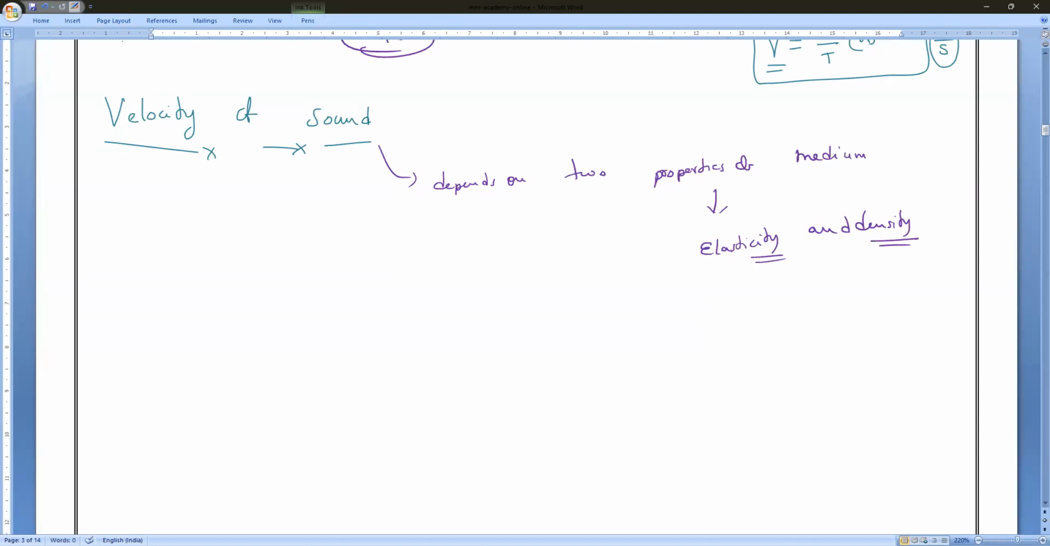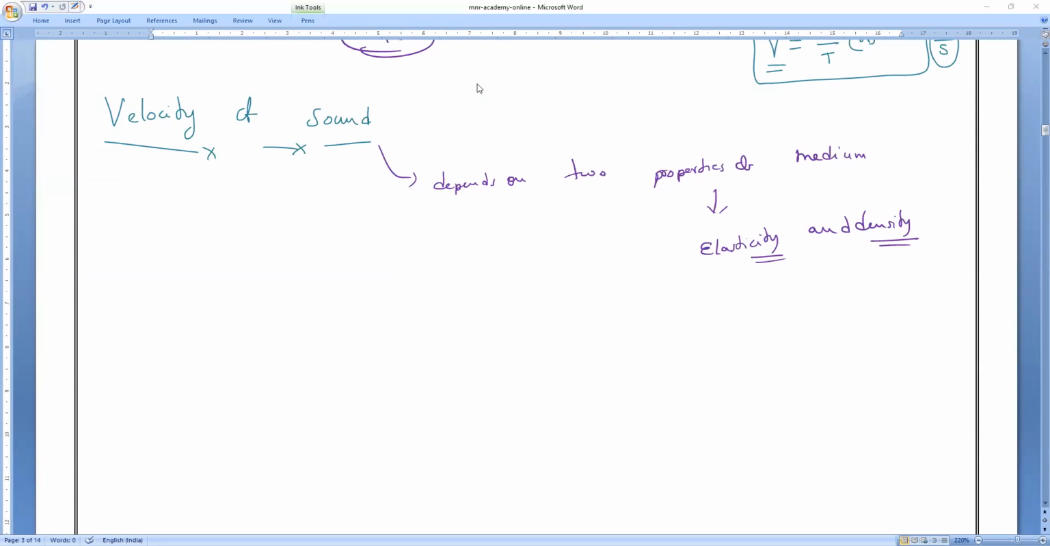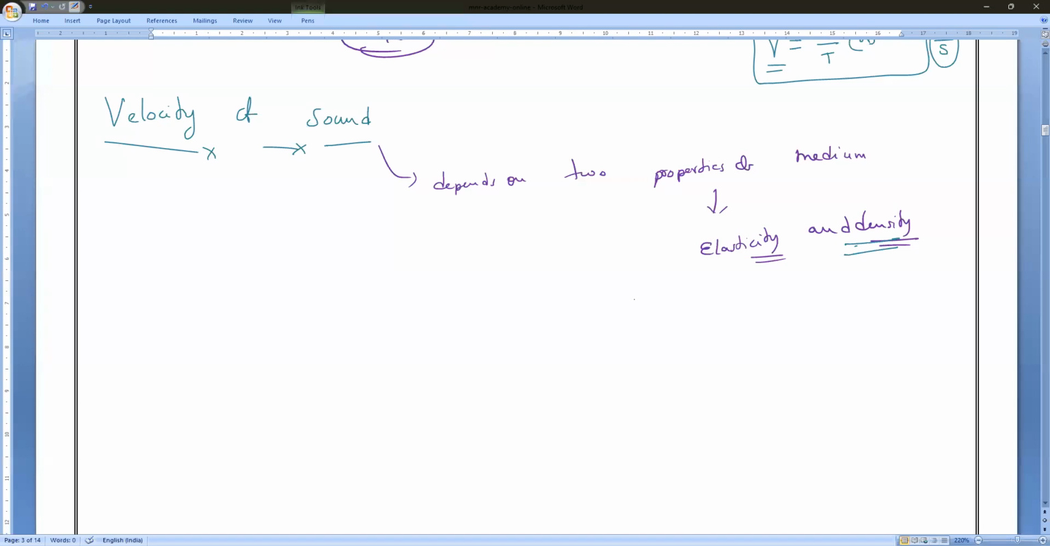If you open your guide, can you tell me the page number? One question's answer they have given says it depends upon the elasticity of the iron. Am I right? So it depends on two things: one is elasticity and another one is what? Density of the medium.